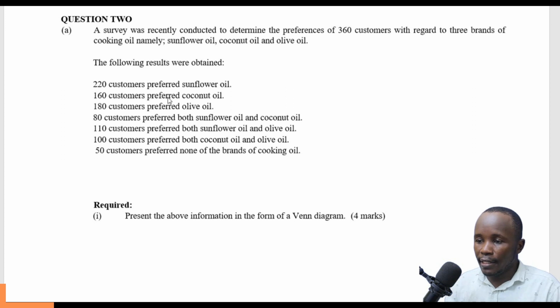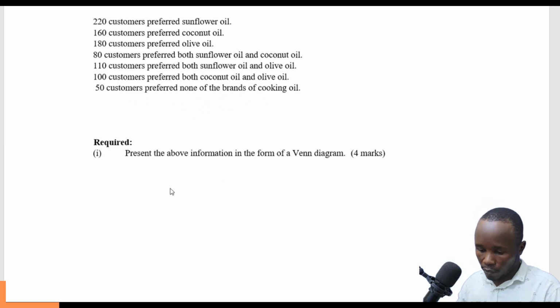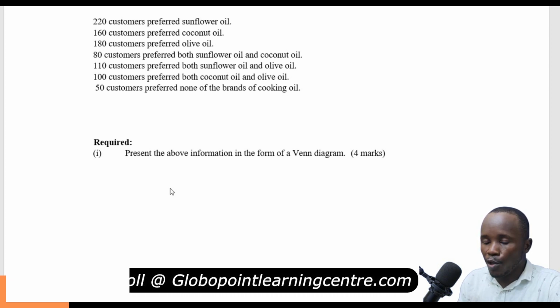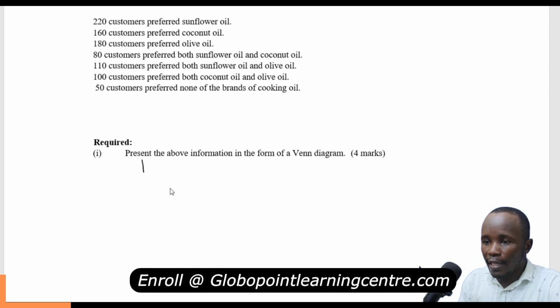You are required to present the above information in form of a Venn diagram. Now, in a Venn diagram, there are 2 descriptions of a set that you need to know, and we had covered them in our notes. One is you need to have the universal set, which is in a rectangular format.